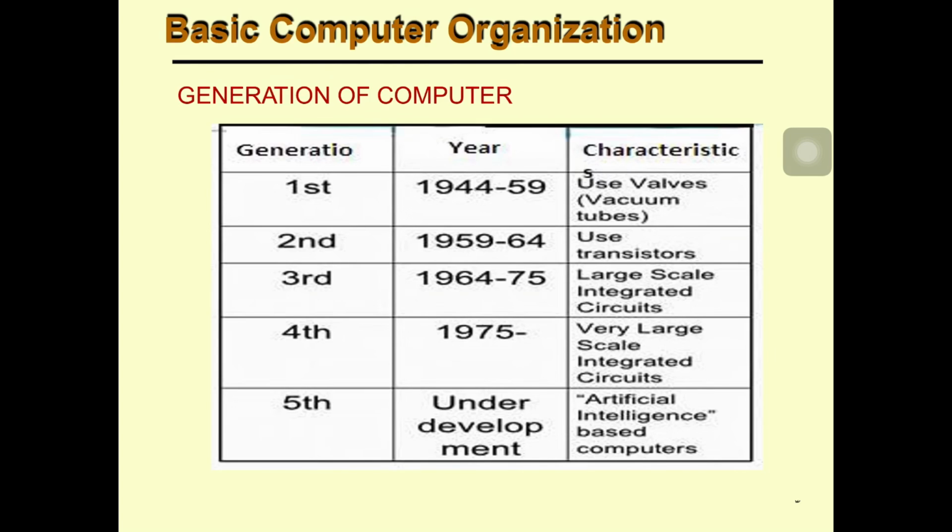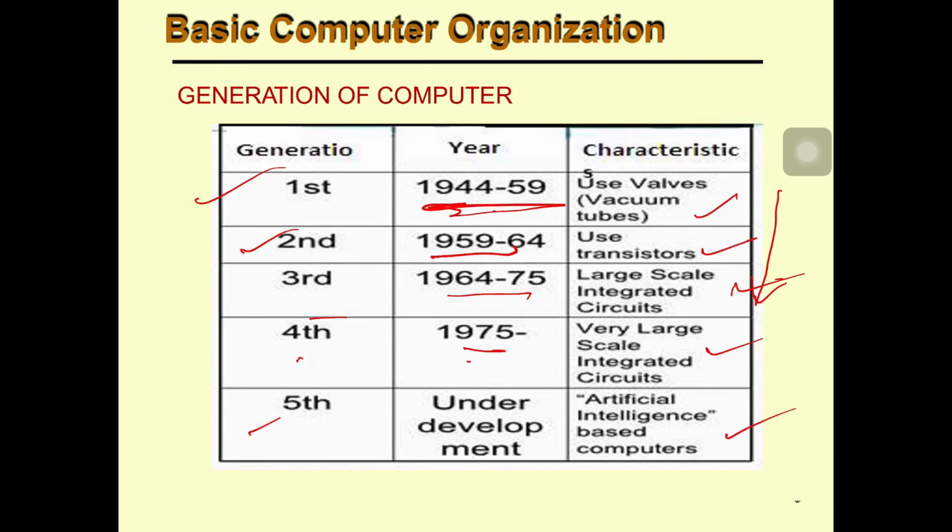Now, basic computer organization: generations of computer. There are several generations of the computer. First is the first generation computer. Its duration of existence is 1944 to 59, and it uses vacuum tubes. Second generation used transistors. Third generation, 1964 to 75, used large scale integrated circuits. Fourth generation, 1975 onwards, very large scale integrated circuits. Fifth generation, these are under development, and these use artificial intelligence based computers.